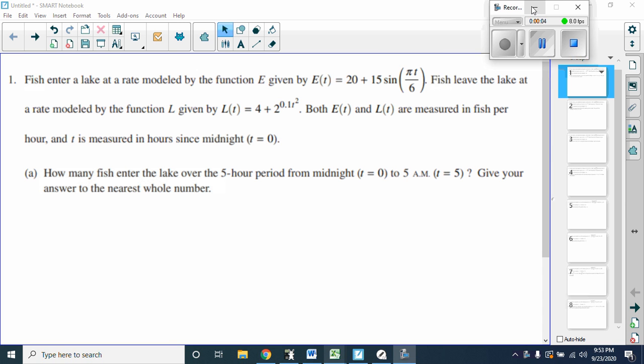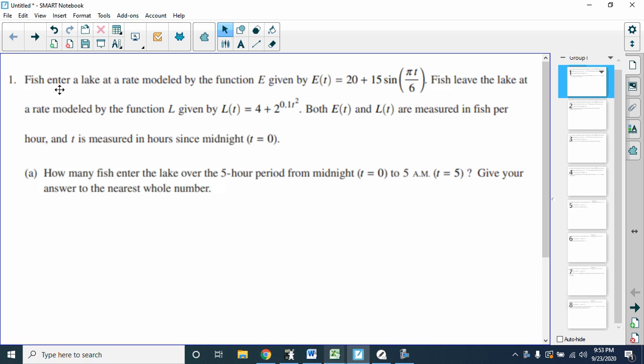Today we're going to take a look at two different types of free response questions that pop up a lot on the AP exam. The first are these problems where they give you the rate at which something is being added and the rate at which something is leaving or losing or being removed.